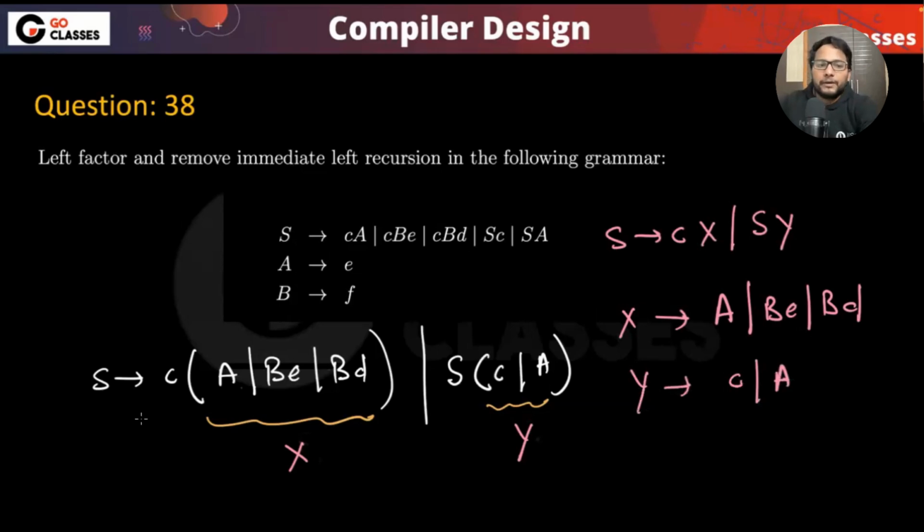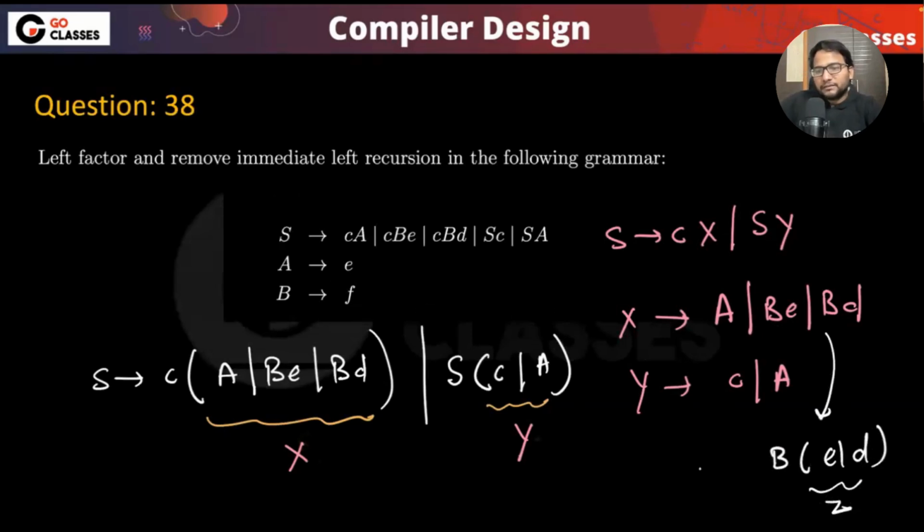Tell me, have we left factored completely? No, right? Because of this B. So let me again do the left factoring. Let me see what they have used. Okay, they have used Z here. So if you want to again do the left factoring, what common will you take here? You will take B common, with e and d. So let's suppose this is Z.